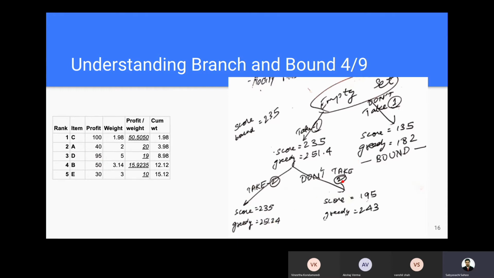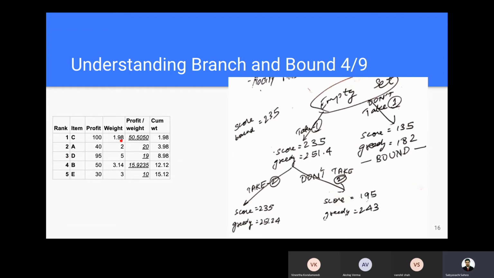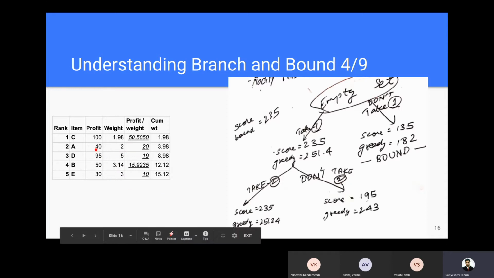But if you don't take 2, that is, you have taken 1 and don't take 2, you are going to go and take 3. So that becomes 1.98 plus 5, which is 6.98, and then you go and take 3.14. Adding this will overshoot. Sorry, so essentially, if you don't take 2, you end up taking 3 and 4.